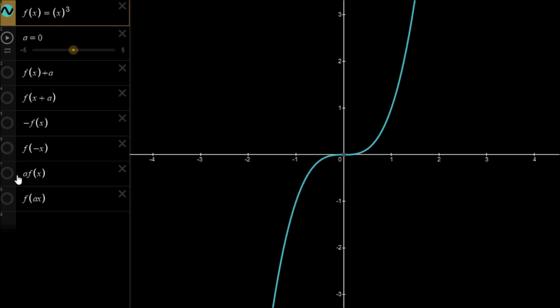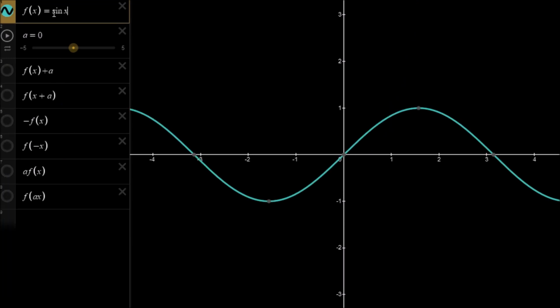Now, there's two other things that we're interested in, and that is stretching the function. So we could stretch the entire surface in the y direction, and we could stretch the entire surface in the x direction. But it's better seen by using a different function for this. So we're going to use the function sine x. Now we want to be able to stretch the function in the y-axis, and we do that by multiplying the function by a value of a.